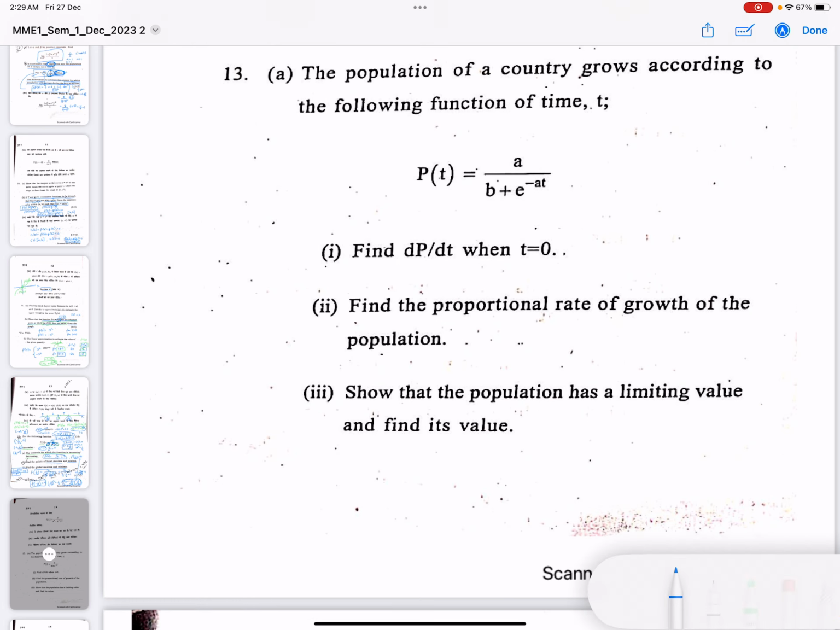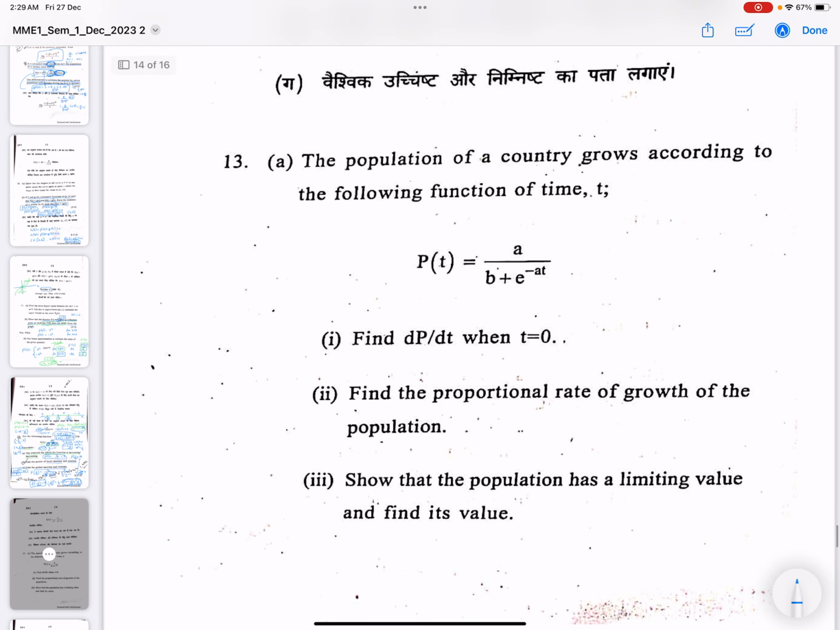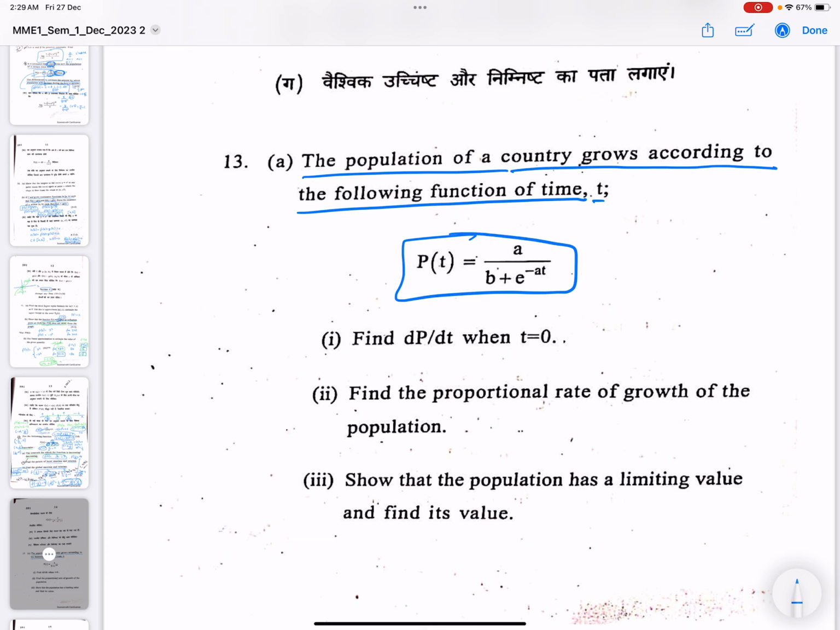The population of a country grows according to the following equation of time. So this is the population that is growing. The growth function is given by this equation. Find dp by dt when t equals 0. So this is a fairly basic equation.